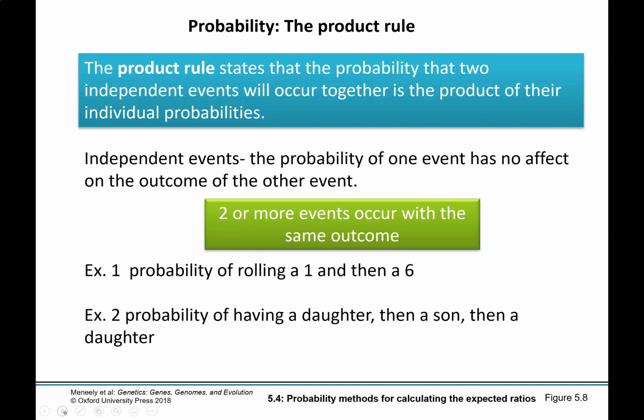So let's do an example. Let's say we have 2 dice and we are going to roll those dice. What is the probability of rolling a 1 and a 6? The probability of rolling a 1 is 1 in 6. The probability of rolling a 6 is 1 in 6. So we use the product rule, multiply those, so the probability of rolling a 1 and a 6 is 1 in 36. Now you can do this 2 ways. You can roll 2 dice at the same time, or you can roll 1 die and then the other.